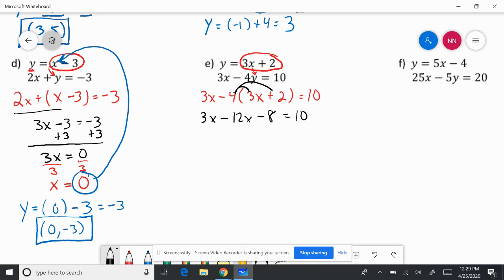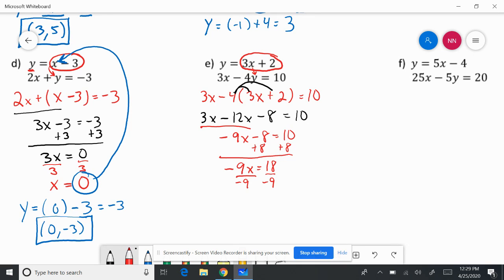We're going to add our like terms. So when we're adding our like terms, what we have is negative 9x minus 8 equals 10. We're going to get rid of the negative 8 by adding 8 on both sides. That gives us negative 9x is equal to 18. We continue getting the x by itself. We're going to divide it by negative 9. And what we get is x is equal to negative 2.